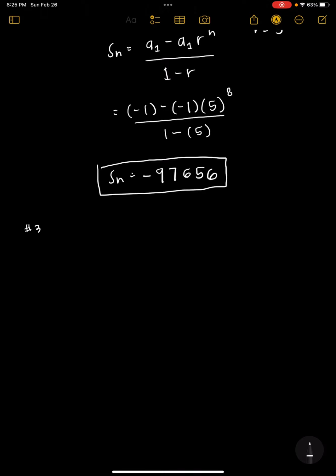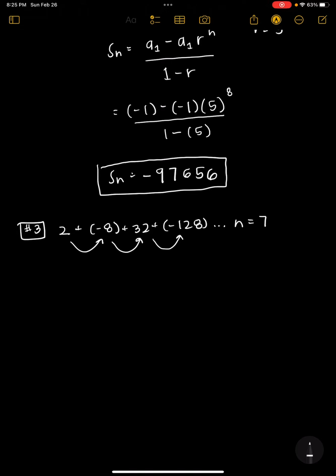All right, let's go to the third example, which is really similar to what we just did. The first thing I'm going to do is figure out what we're multiplying by every time. Notice that you're switching between positives and negatives, so we know we're multiplying by a negative, and it's getting bigger, so it's going to be multiplied by a negative whole number. To go from 2 to negative 8, I multiply by negative 4. So every time I'm multiplying by negative 4, which means my r is equal to negative 4.